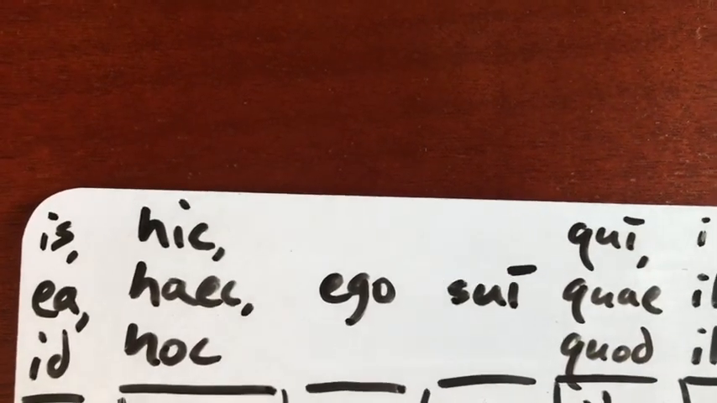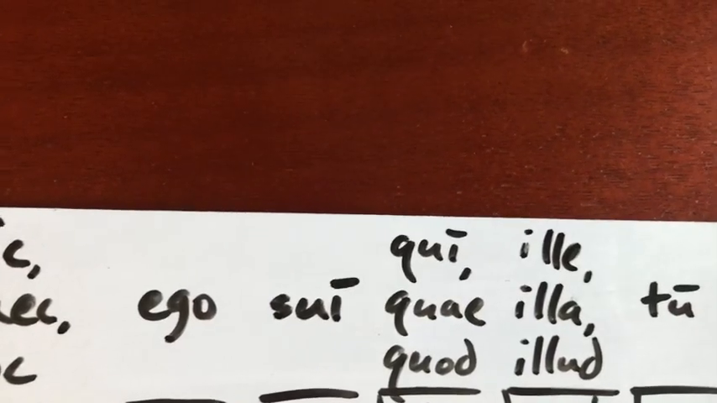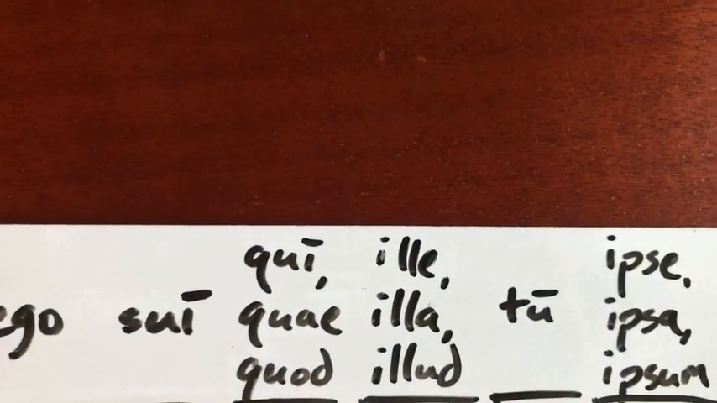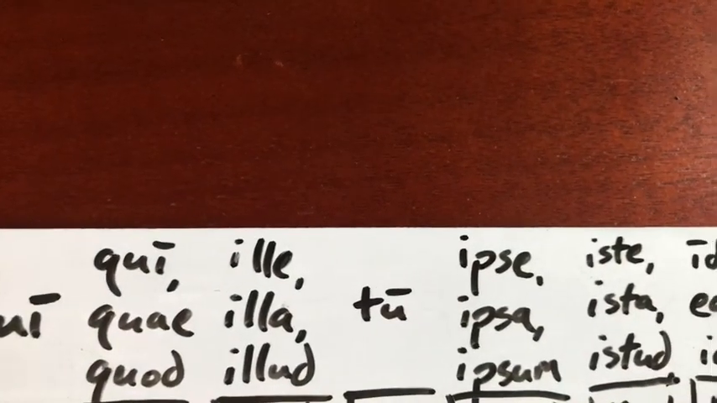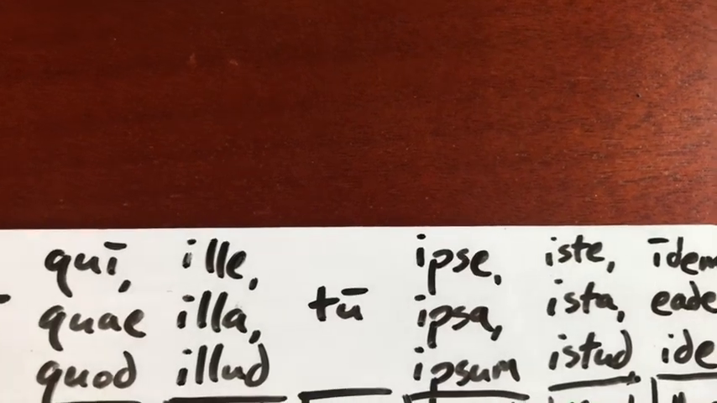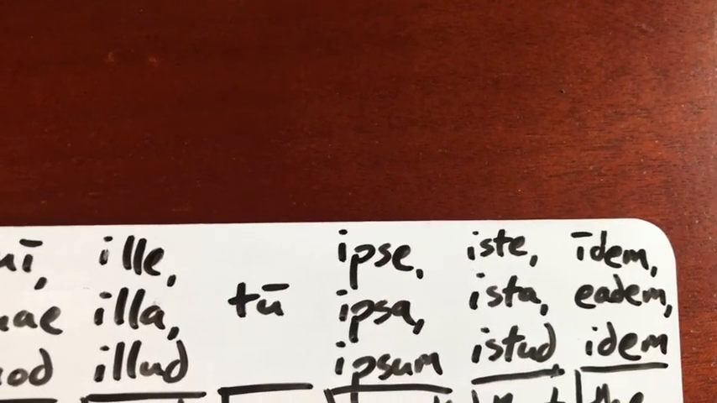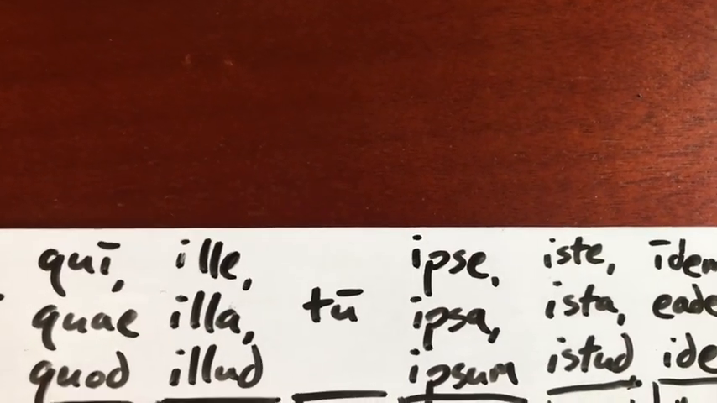So here we go. Is ea id, hic haec hoc, ego, sui, qui quae quod, ille illa illud, tu, ipse ipsa ipsum, iste ista istud, and then idem eadem idem. Okay, so go ahead and take those, give the translation for them, and then the type of pronoun.